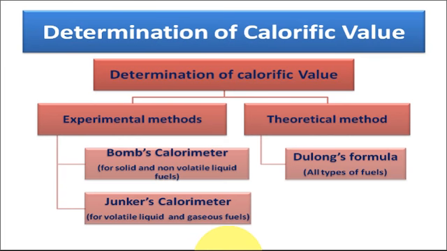So let us begin. Determination of calorific value. Basically, calorific value can be determined in two ways. First, experimental methods, and second, theoretical methods. In the experimental methods, two types of calorimeters are used to determine the calorific value of the given fuel. First is the Bohm calorimeter, second one is the Junkers calorimeter. So now what is the difference between these two?